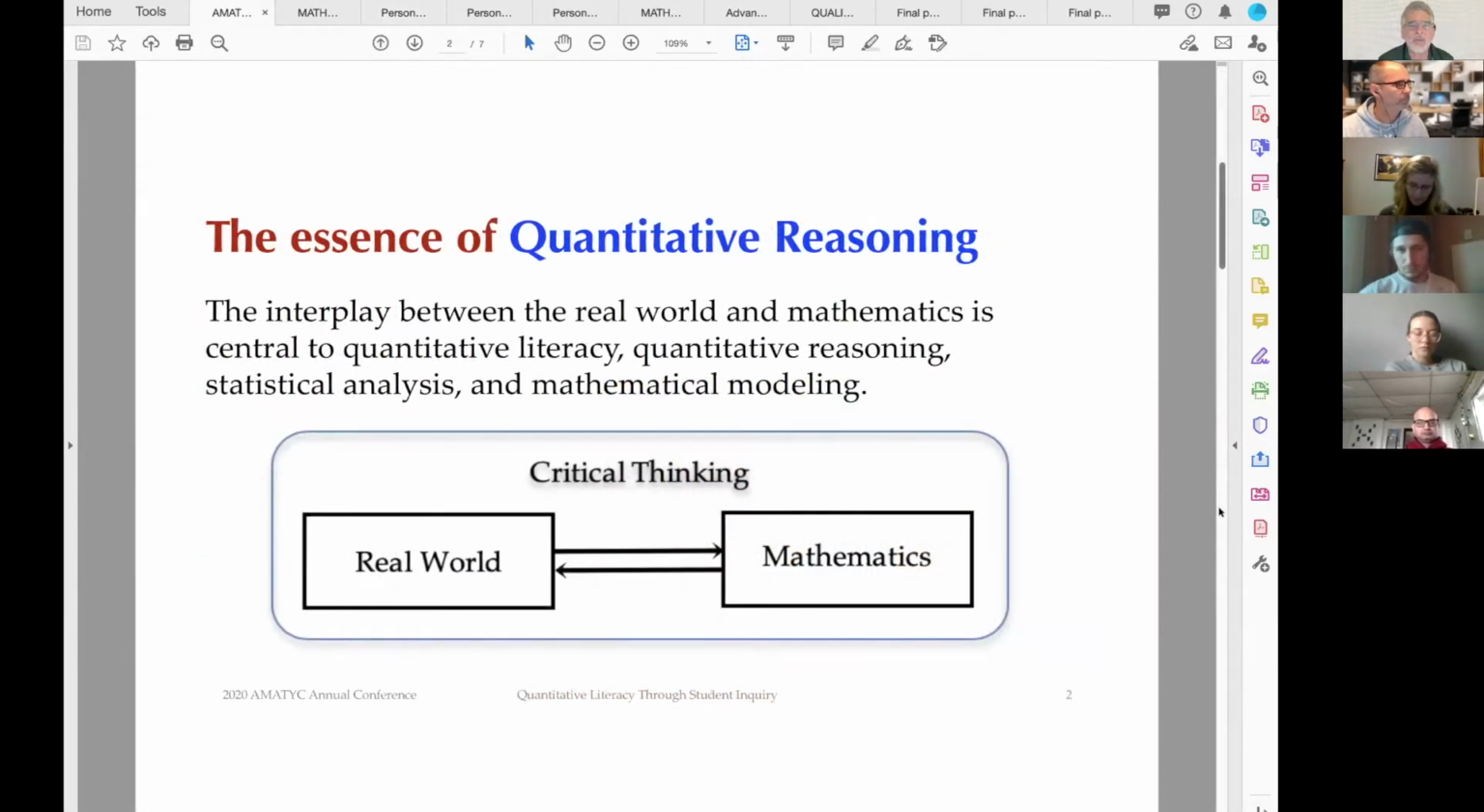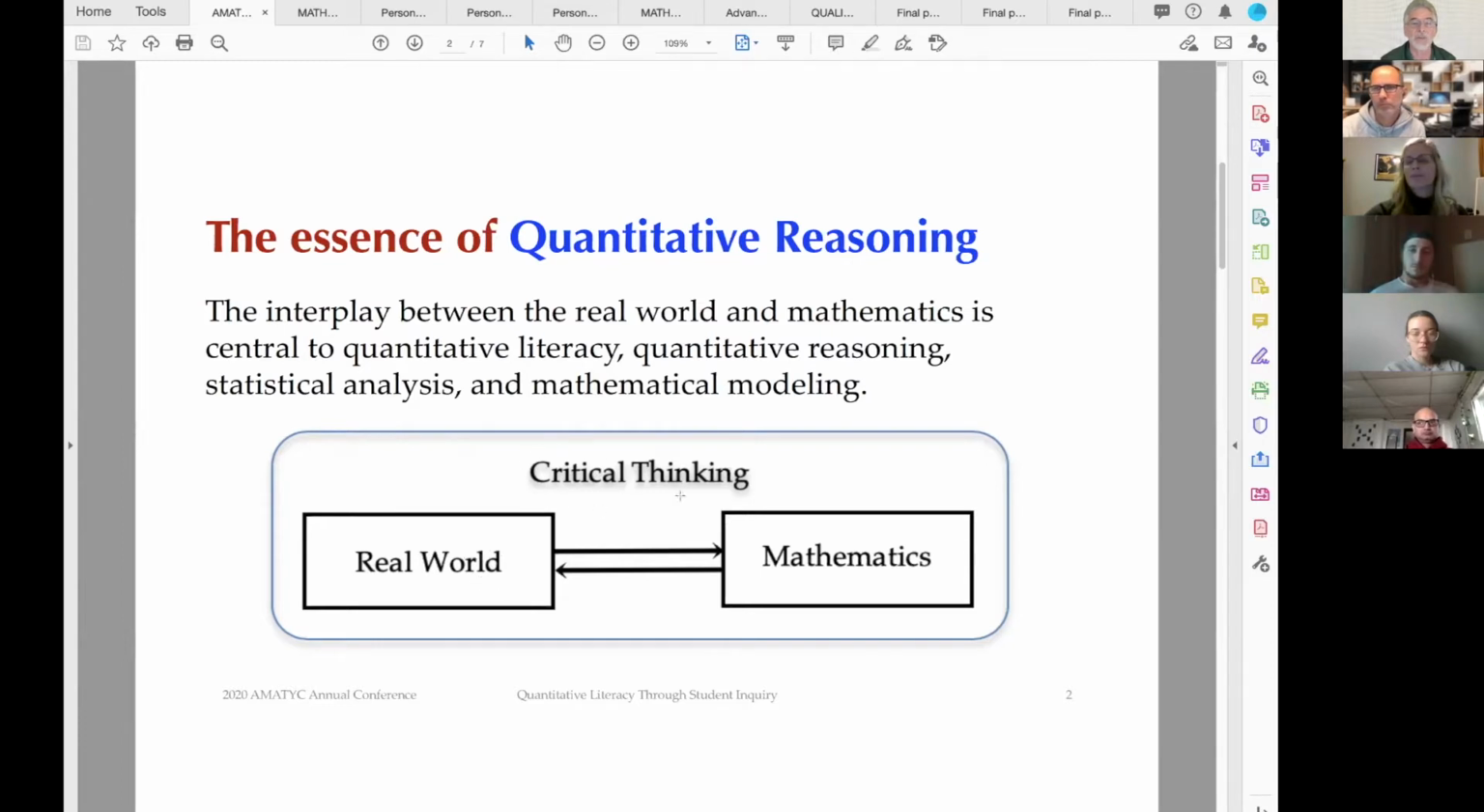An essential feature of quantitative reasoning is the interplay between the real world and mathematics. In a course like college algebra, most of the time is spent on the mathematics, and usually the applications and the connections to the real world are almost an afterthought. In a quantitative reasoning course, there's a deeper focus on the real world part of what you're doing. And that's new for students.